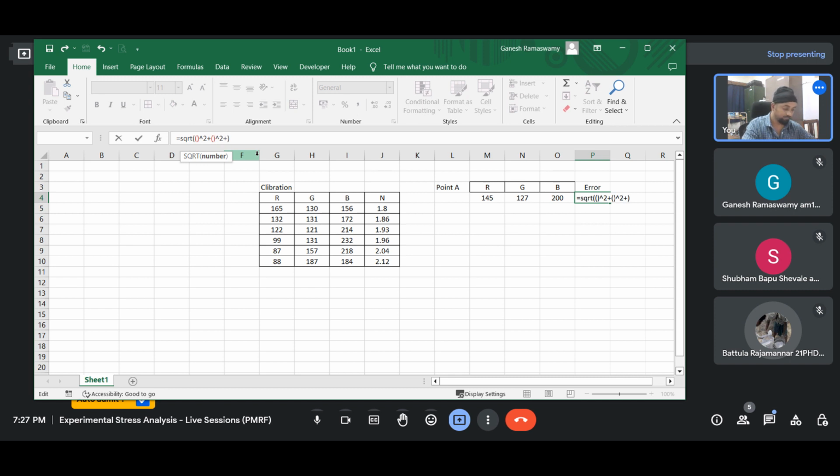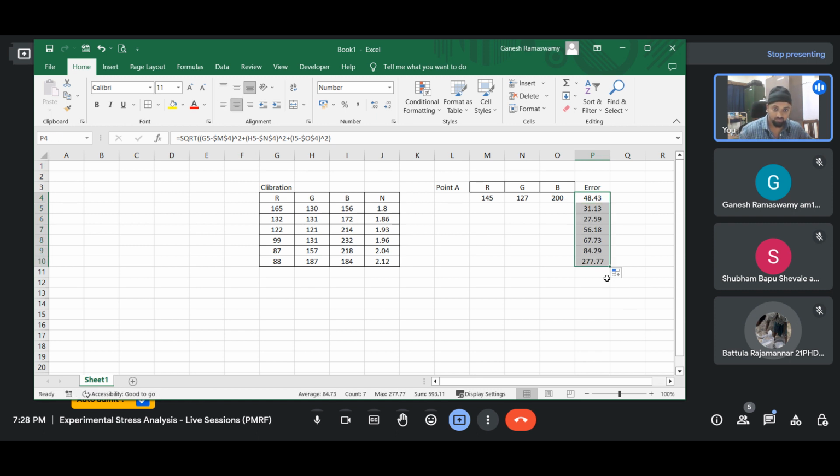So we just need to populate it with the difference minus this. Second will be green minus green. Third will be 156 minus 200. So this has given the error for the first column. Now let us do it throughout. So this is the kind of error that I'm getting.